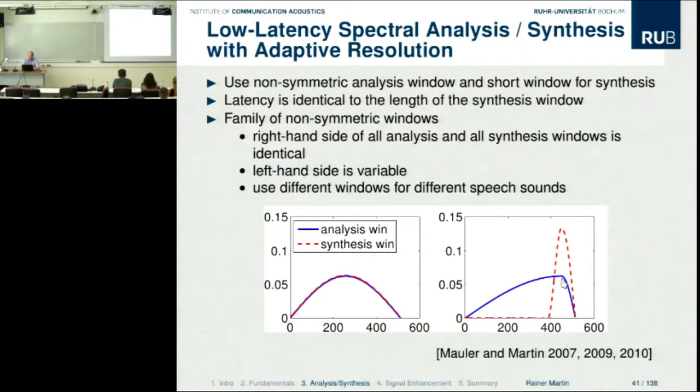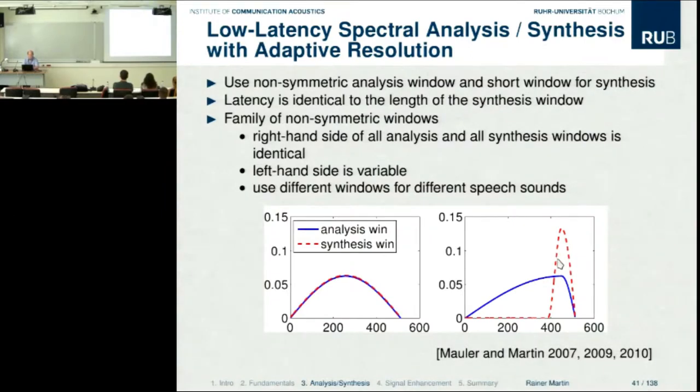Though by using this long window here for the analysis part, we get a high frequency resolution because you're putting a lot of data into the analysis. And by reconstructing only the first part of this analysis window here in the synthesis process by applying this red dashed window, we are keeping the delay short because we are just reconstructing a short portion of what we analyzed before. And this allows us to control the trade-off between delay and computational efficiency and spectral properties quite easily, because we can make essentially this synthesis window arbitrarily short, in principle at least.